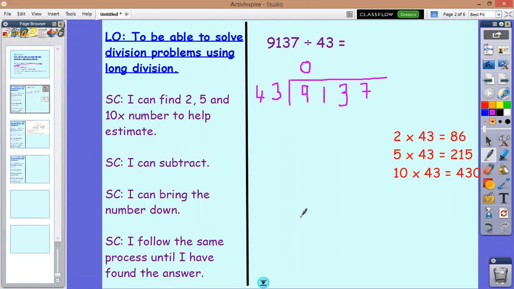Sometimes we do make mistakes. How many 43s go into 9? Sometimes we put the wrong number in the wrong place. So it's really important that we set it up correctly. So now I can see how many 43s go into 91.